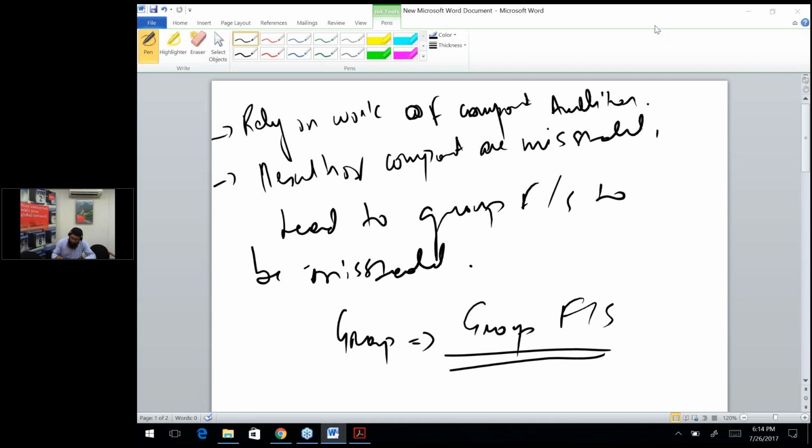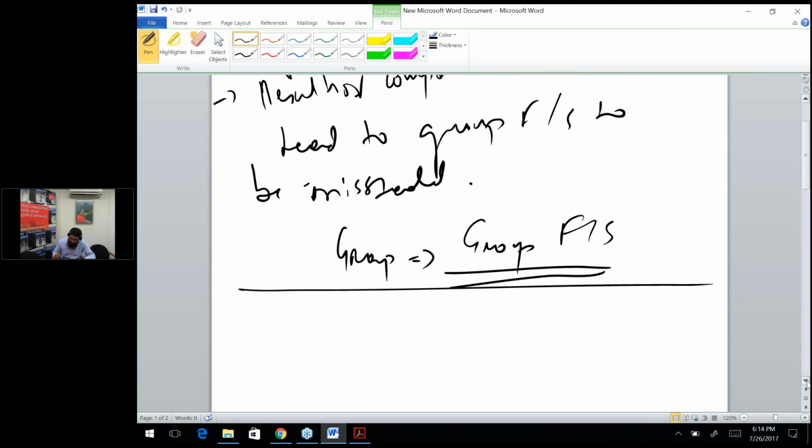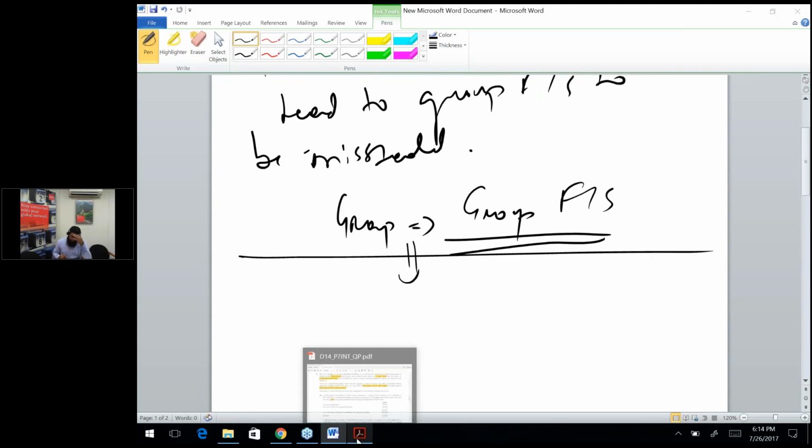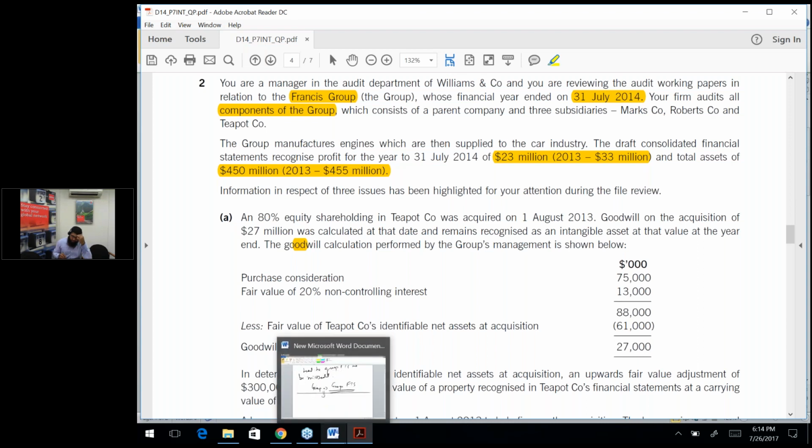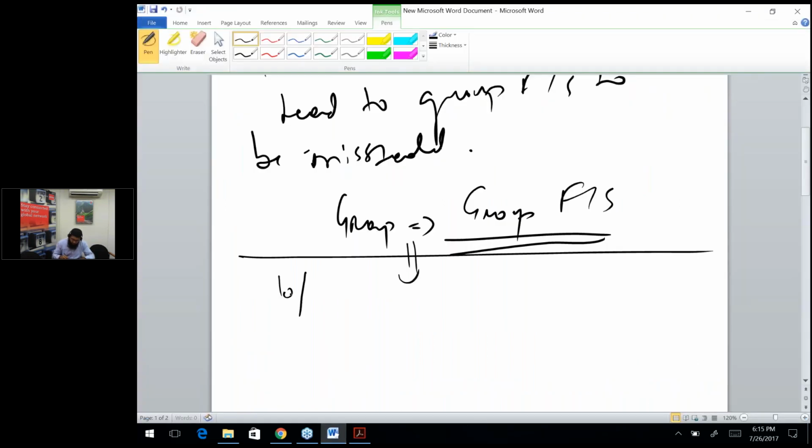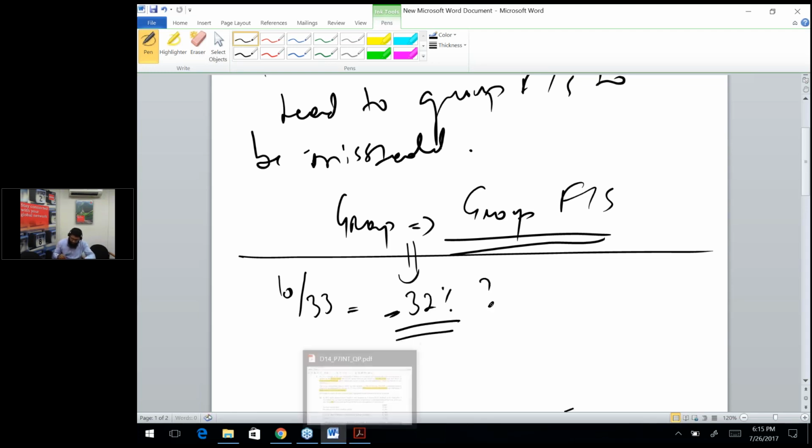Now let's move forward and discuss further. That is what we have talked about when it comes to the group financial statements. In this case, it says you're a manager in the audit department of Williams and Company. You could see that you audit all the components of the group, which means reliance on the work of the component auditor goes down, and the overall risk for the audit goes down. But last year the profit was 23 million, and the current year it's 33 million, which is a decline in profit of roughly 31-32%, a surprising element.